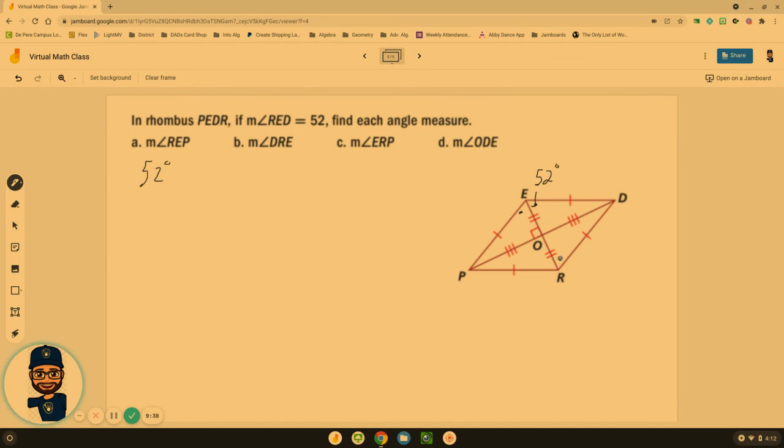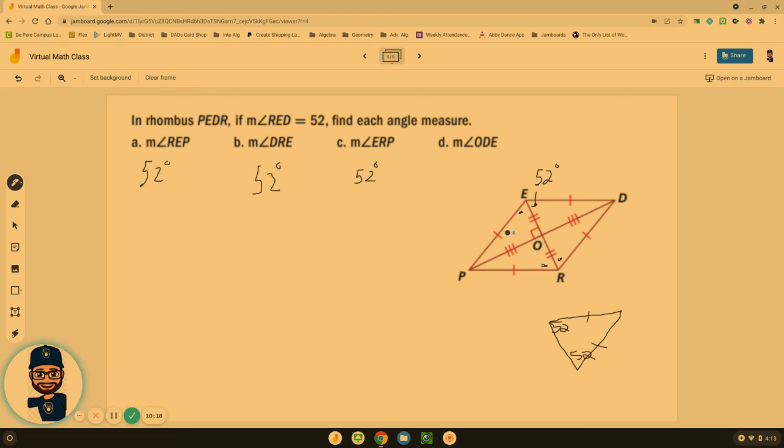What about this one down here? Well, notice, once again, if I peel off this top and say that side's congruent to that side, and this was 52, this bottom angle would also have to be 52. So we got another 52 degrees. What about E to R to P? So now we're looking at this one. Well, once again, if that was 52, so does this one. So we got another 52 degrees.